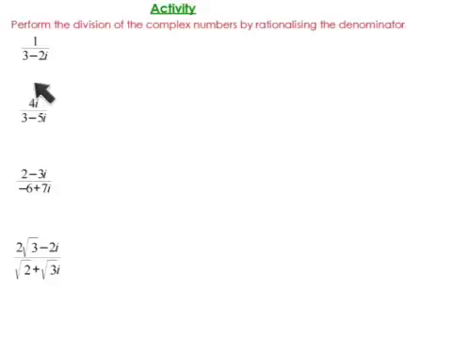Okay, now let's try some division. So when we perform this division of complex numbers, what we have to do is rationalize the denominator, just like we did with surds. And this is the idea of multiplying by the complex conjugate as a fraction on top of itself, so it has a value of 1.